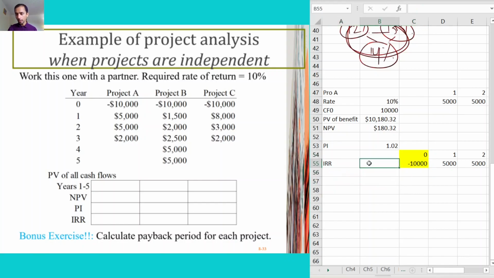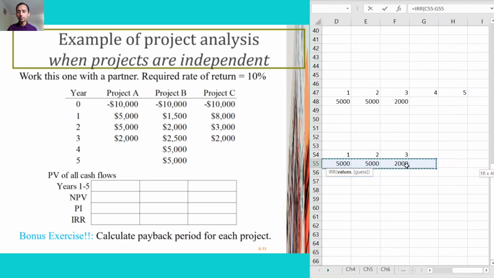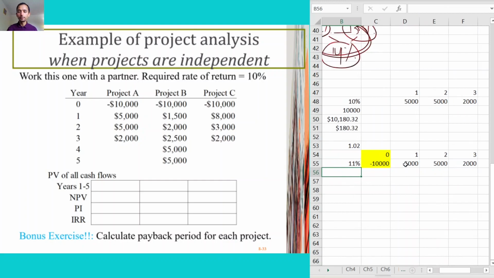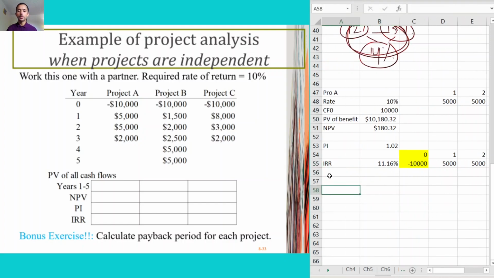Okay, so now I will just calculate IRR here, equal IRR. Just select all of the cash flow, right? If you wonder, what I just did was I did equal IRR and then double click, just select all of the cash flows. So it's only those, close the parenthesis, enter. So it says 11%, but that's not enough. I want there to be at least 2 decimal places. 11.16%. Now that's good. Alrighty, so that's IRR. We did not calculate payback period.